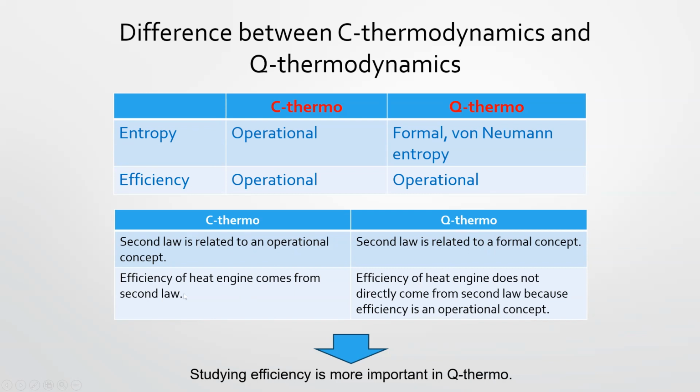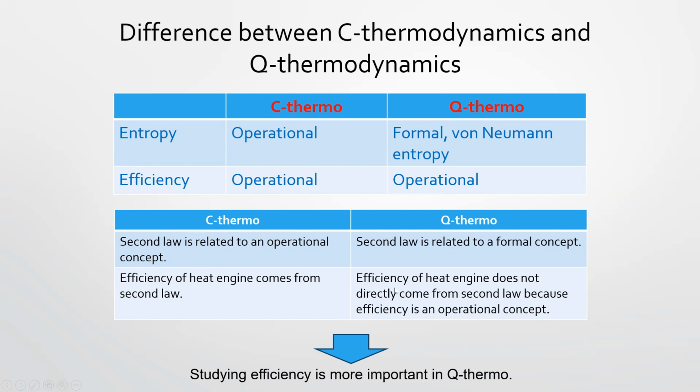But efficiency is defined in the classical case. Efficiency of heat engine comes from the second law. Why is this possible? Because efficiency and entropy are both defined in the operational way. In the case of classical thermodynamics, the evaluation of efficiency comes from the second law. So in this sense, the second law in classical thermodynamics is very important.